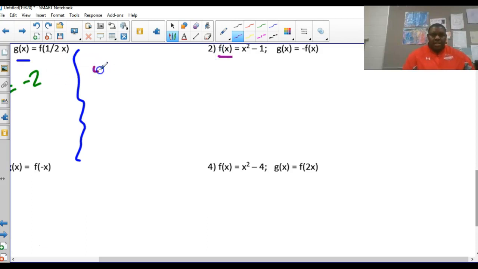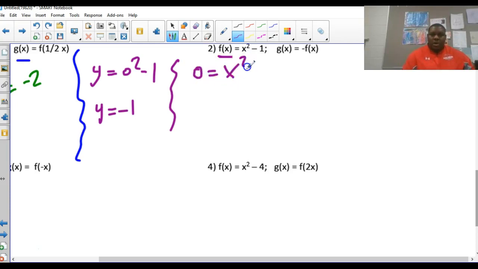So to find the y-intercept, you make x 0. So 0 squared minus 1. All right, 0 squared is 0, and 0 minus 1 is -1. So y equals -1. There is your y-intercept. For the x-intercept, you make y 0. So 0 equals x squared minus 1. We're going to add 1 on both sides. So 1 equals x squared.